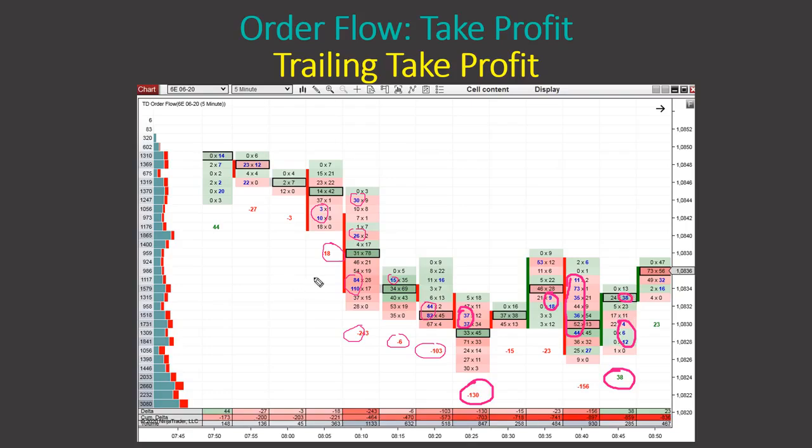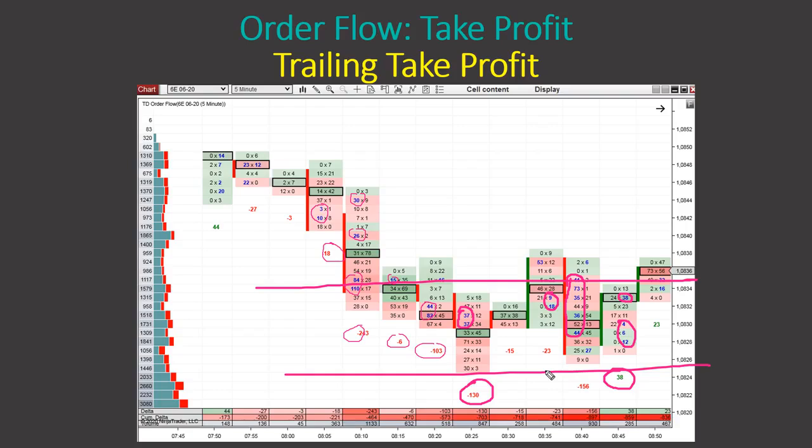As you can see, the market is not trending anymore. It's in a rotation. So in this case, it would be best to quit somewhere in this area. All right, I would say as soon as you see those buyers jumping in, delta turning positive.